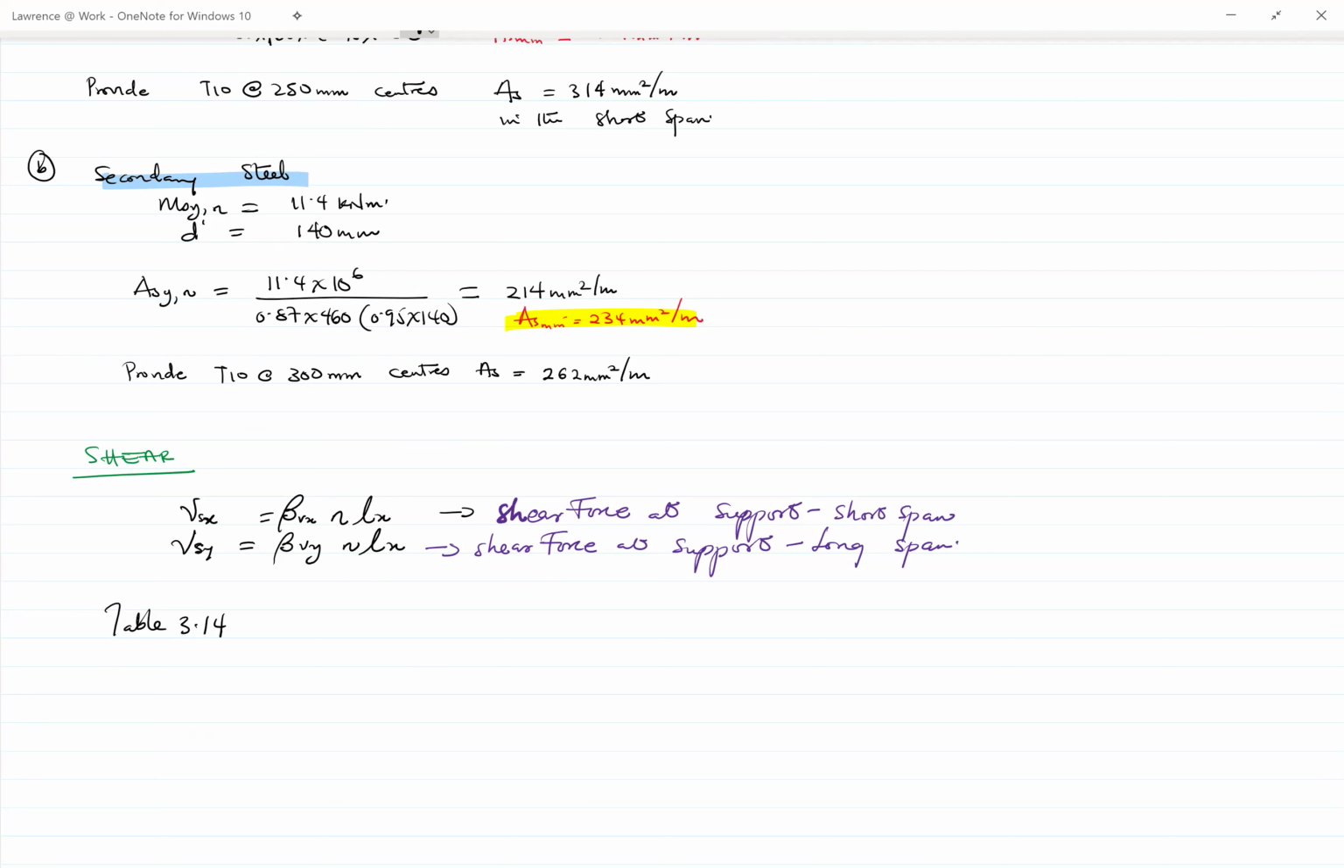Okay, so let me just get the table and then I can add that to the work and then we'll look at it. All right. So this is shear coefficient.